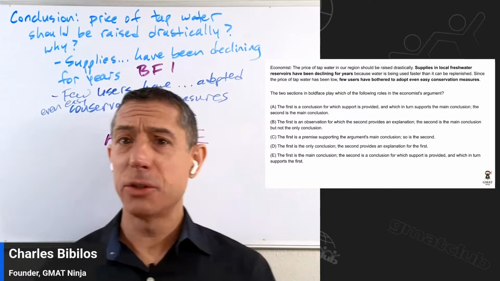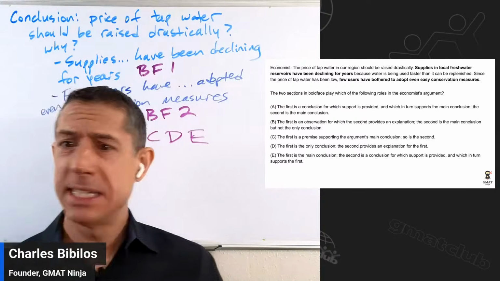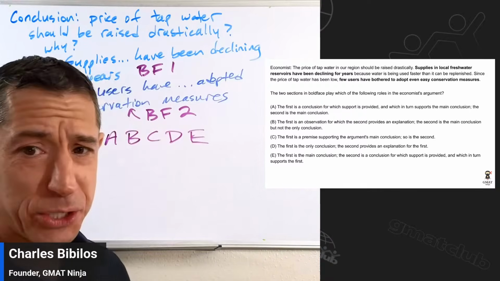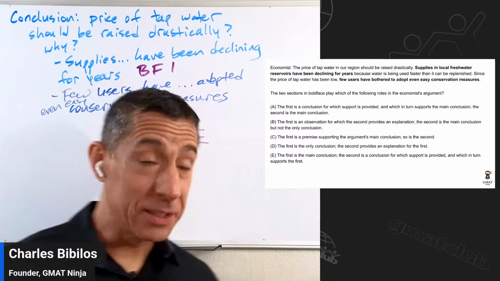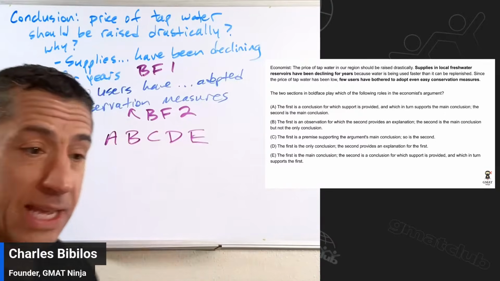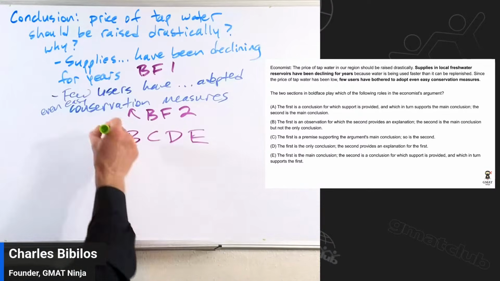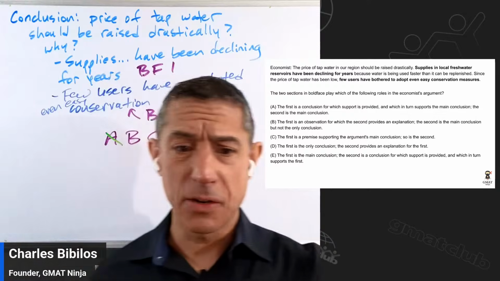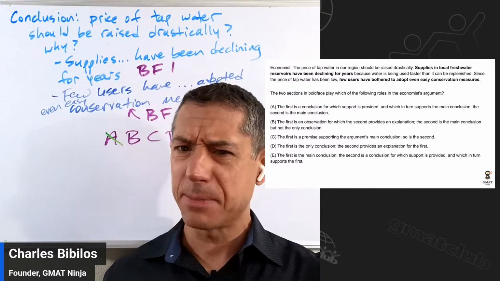A, the first is a conclusion for which support is provided, and which in turn supports the main conclusion. The second is the main conclusion. Not at all. Neither of these things are the main conclusion, or really conclusions at all. So A is out pretty easily. B, the first is a consideration for which the second provides an explanation.